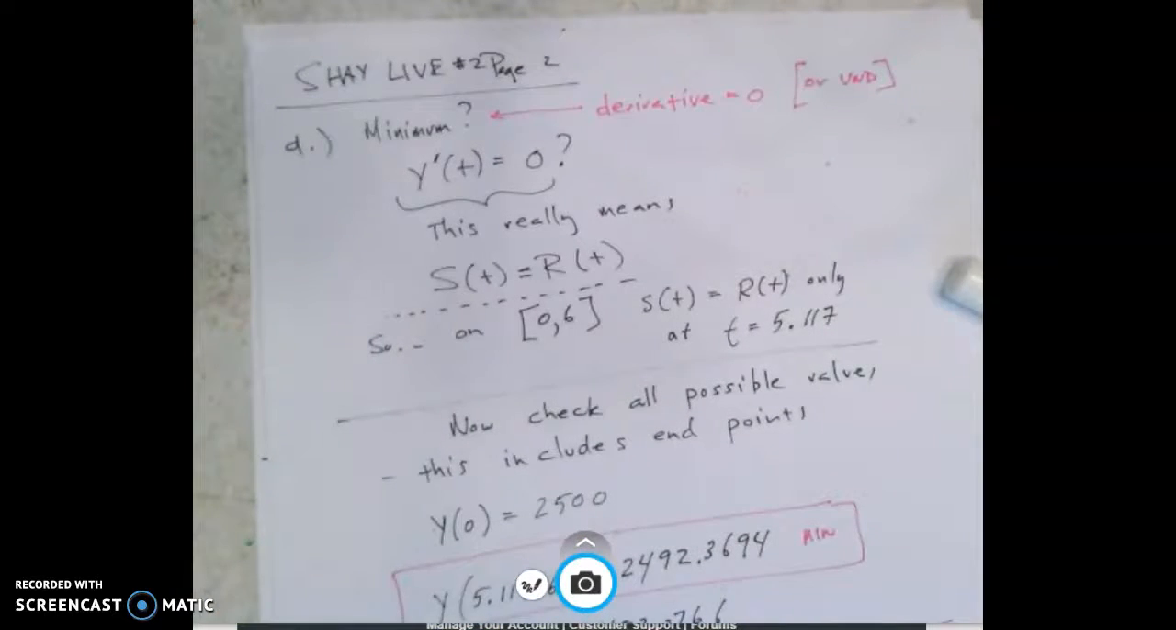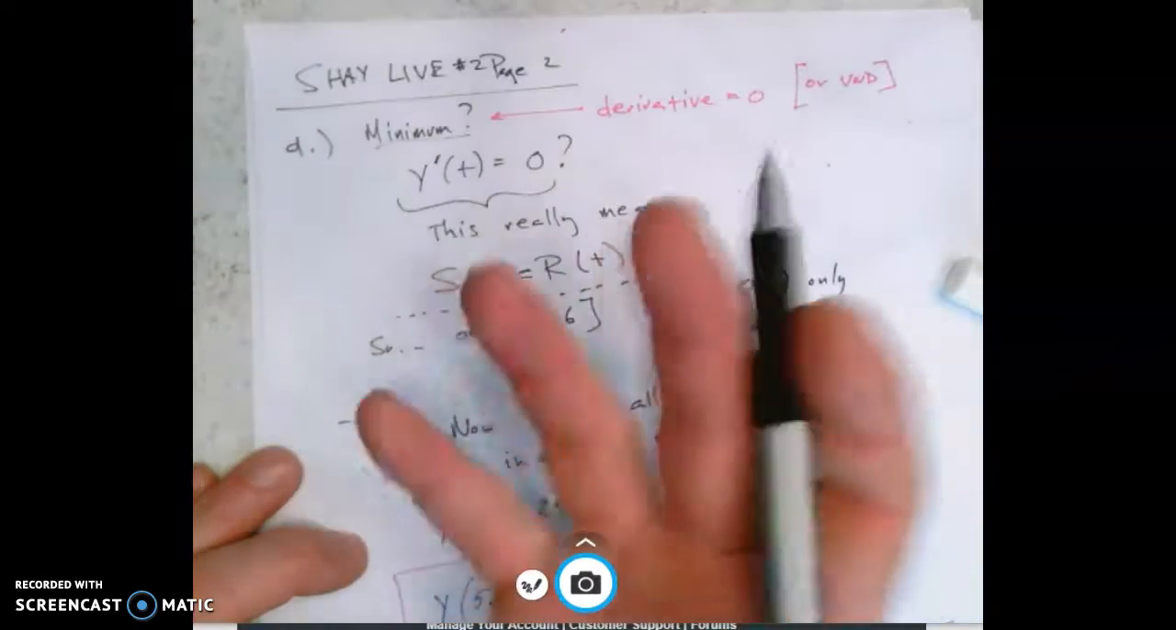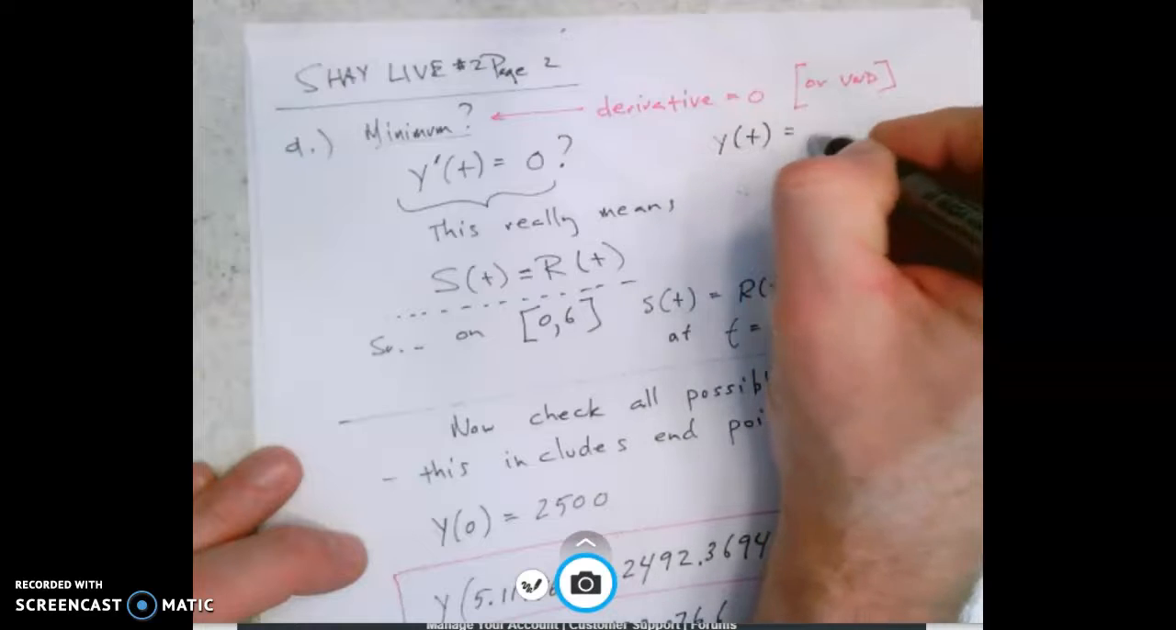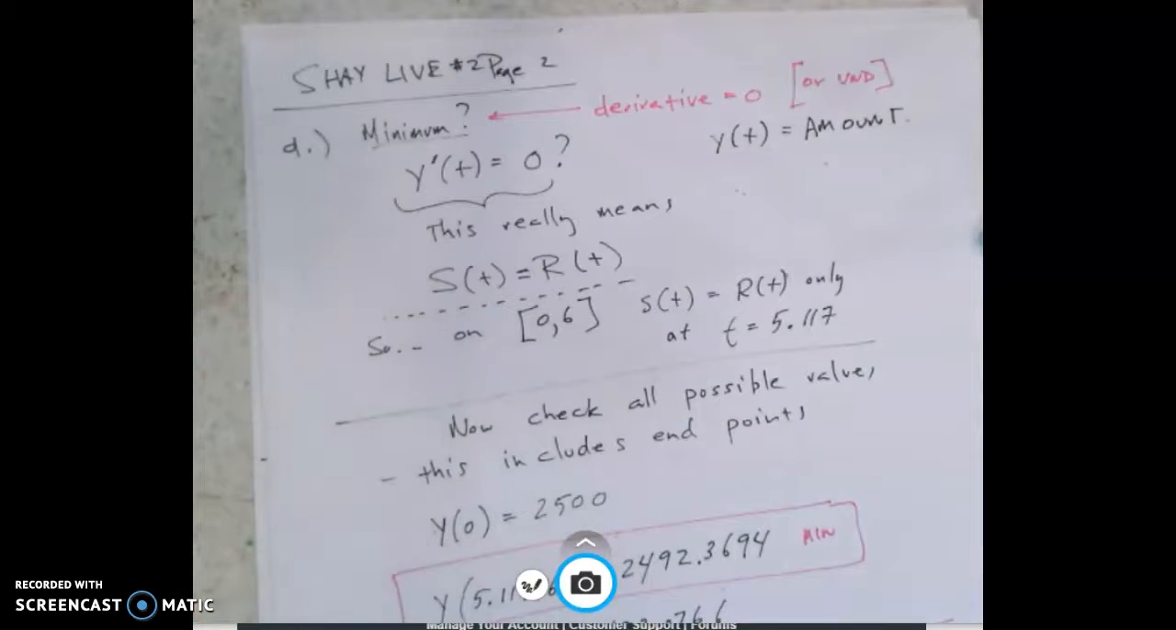When we hear minimum, we need to think derivative equal to 0 or derivative undefined. Those are the only two places. So we need to take our derivative and set it equal to 0. We're talking about amount of sand. So y of t was the amount of sand to begin with. Therefore, the derivative equal to 0 is what we're looking for.